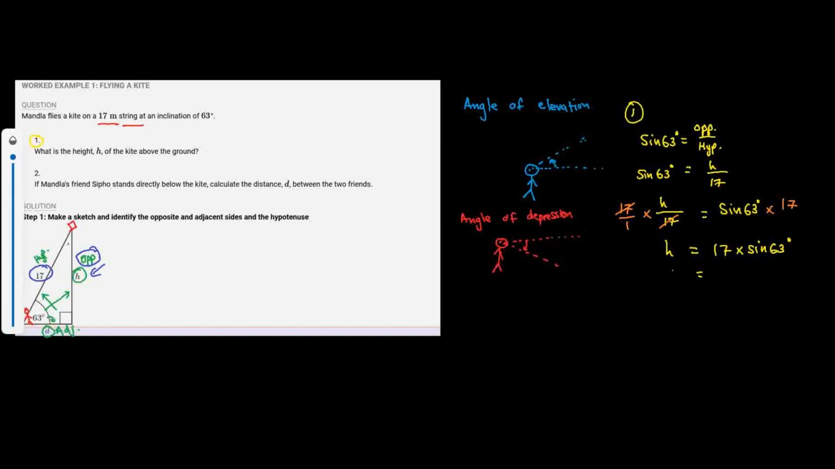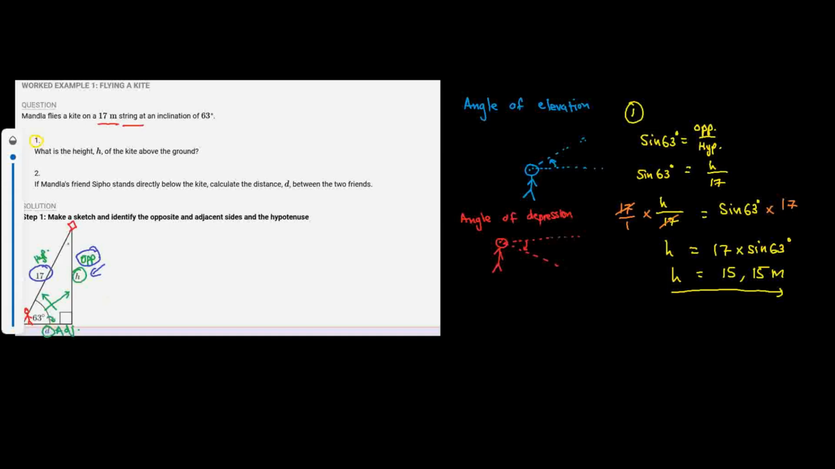And let's round that off to 2 decimal places. So h is equal to 15.15 meters. That makes sense because I'm pretty sure it cannot be larger than 17. 17 is the longest side of this right angle triangle. Now to find the length of d, you could use the theorem of Pythagoras.